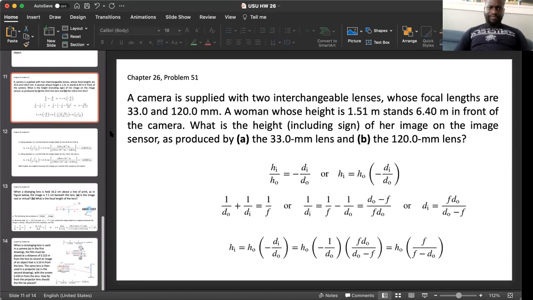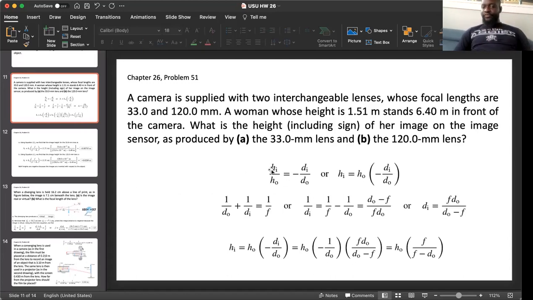Chapter 26, problem 51. A camera is supplied with two interchangeable lenses whose focal lengths are this and that. A woman whose height is this stands 6.4 meters in front of the camera. What is the height of her image on the sensor as produced by this lens and that lens? So here we're going to do some formulas first to understand.